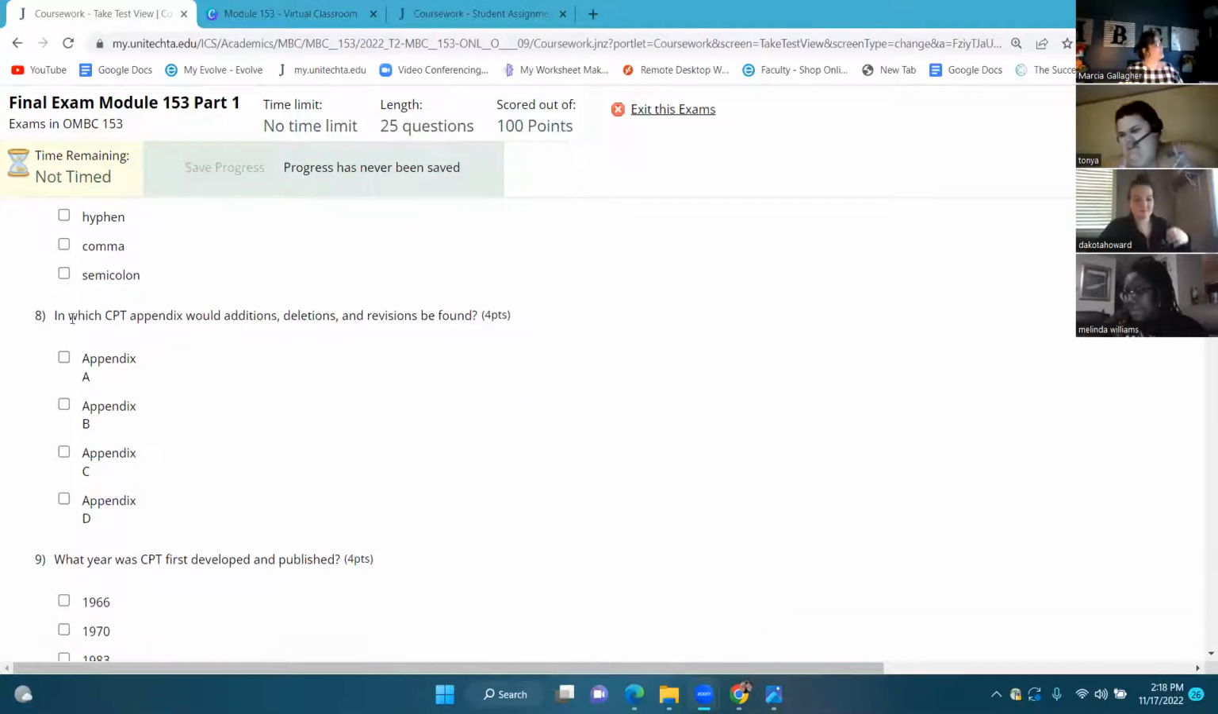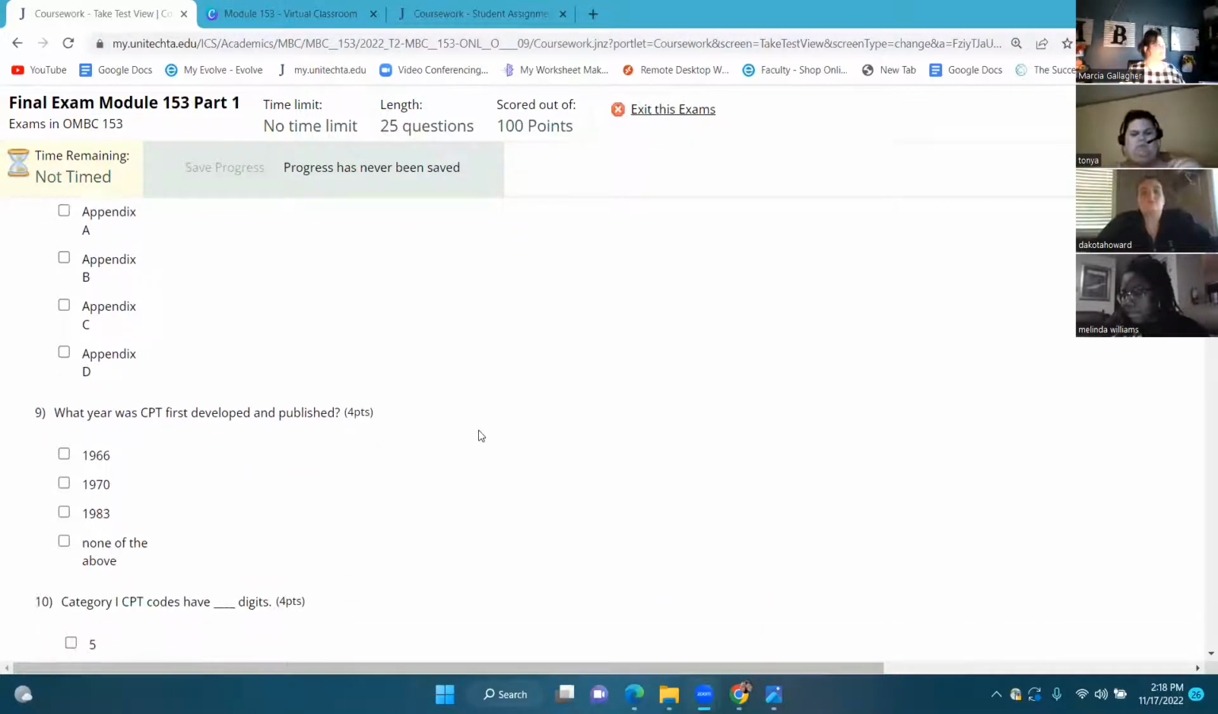In which CPT appendix would additions, deletions, and revisions be found? Now we know in Appendix A, we have modifiers, right? Your answer is going to be Appendix B. If you don't remember, what do you do? You pull out your CPT manual, you look at Appendix B. A lot of these answers can be found in your CPT.